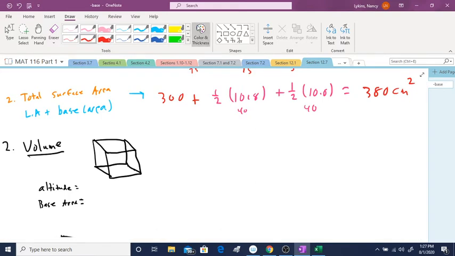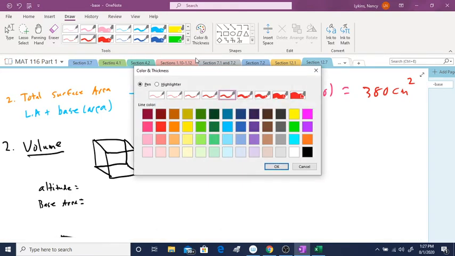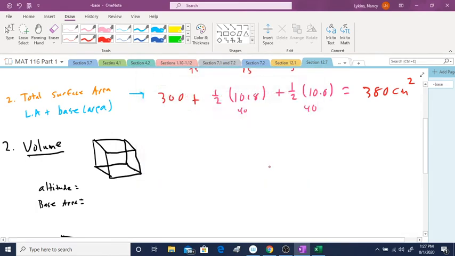Now, the second thing I'm going to talk about is this rectangular prism, a box if you want to call it, or a cube, okay? The volume is defined, we know volume is length times width times height. Or if I give you the base area, you multiply that by the altitude or the height.